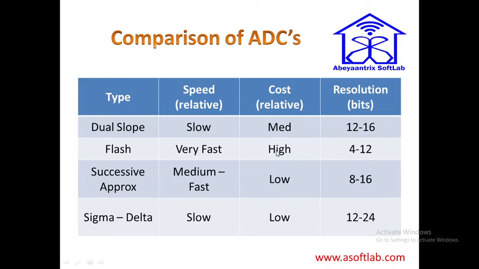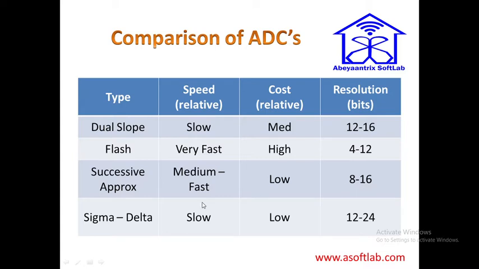Okay. And we have the successive approximation on the third side. Here we get medium fast speed. This is a medium fast converter and it has relatively low cost as compared to these two. And what is the resolution? We'll find 8 bit up to 16 bit.